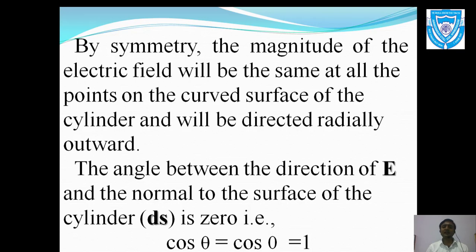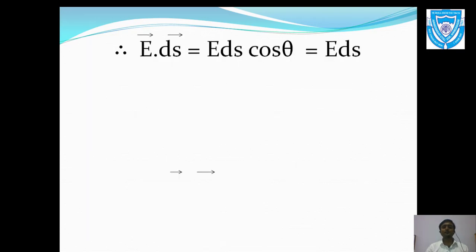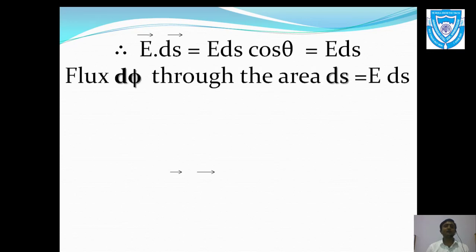The angle between the direction of E and the normal to the surface of the cylinder dS is 0. Therefore, cos theta, what is the value of theta? Angle between area vector and electric field is 0. Therefore, theta is 0. Cos of 0 is 1. Therefore, E vector dot dS vector is E dS cos theta, and the value of cos theta is 1 because cos of 0 is 1. Therefore, we have E dS. Flux d phi through the area dS is equal to E dS. Now we got the flux at the small area dS is E dS.